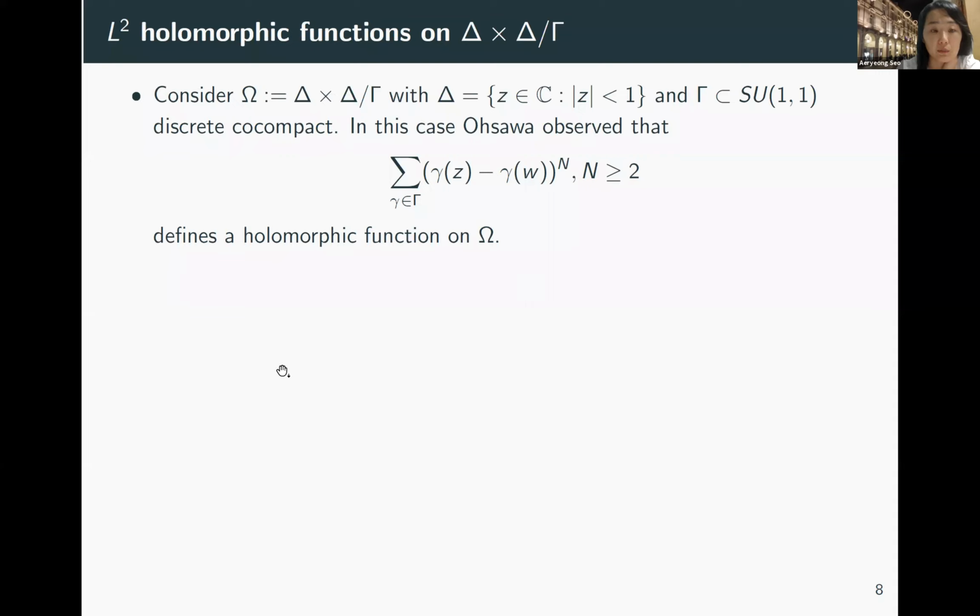So let's go back to the previous question. And we are going to assume that n equals 1. So omega is given by this with the unit disk, and gamma is a subgroup of SU(1,1). Then in this case, Ozawa observed that this Poincaré series with n greater than or equal to 2 defines a holomorphic function on omega.